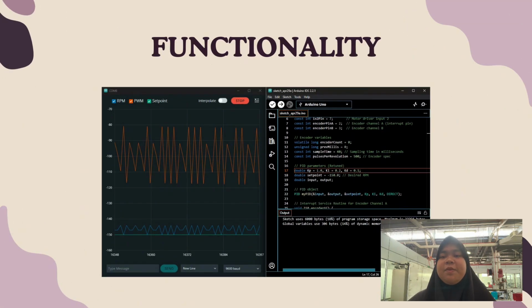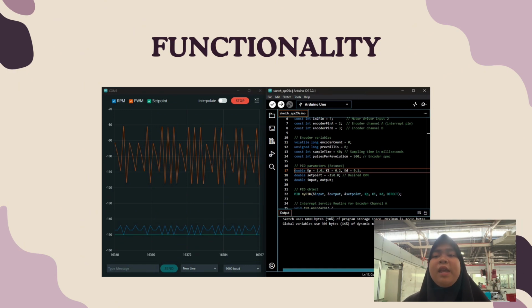The next graph shows the system response when we apply a set point of negative 150 RPM. This causes the motor to rotate in the counterclockwise direction. Again, the blue line shows the actual RPM going toward the negative set point, and the orange line is the PWM, now going negative to reverse the motor. Although there are small fluctuations, the system successfully stabilized near the set point. This means the same PID settings are effective for both forward and reverse rotation.